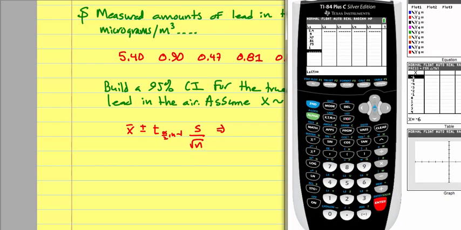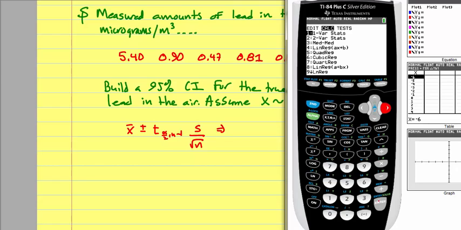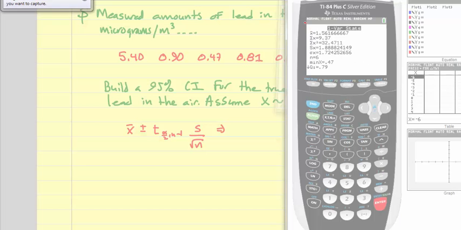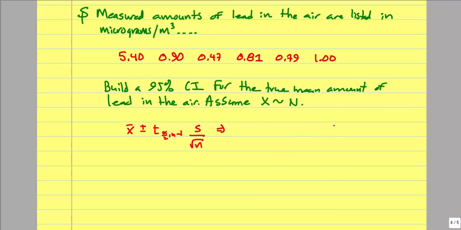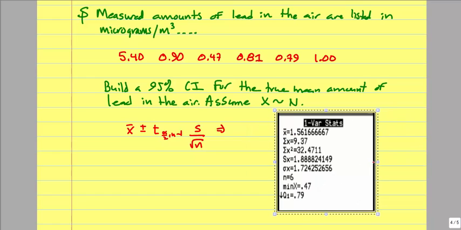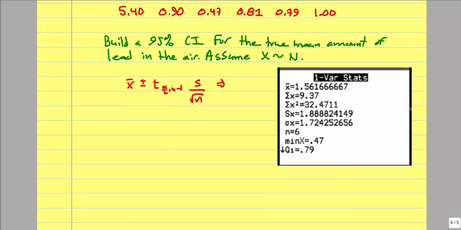Okay, so for x bar, what we do then is we go to stat, calc, one variable stats, and we do L1. Now we don't have a frequency list on this one, so this has to be clear. And here's my one variable statistics. So basically everything I need is right here on the first screen. We don't need to go to the second screen. So this is going to be my s, and this is my x bar. So x bar, let's go ahead and go with 1.56 here.